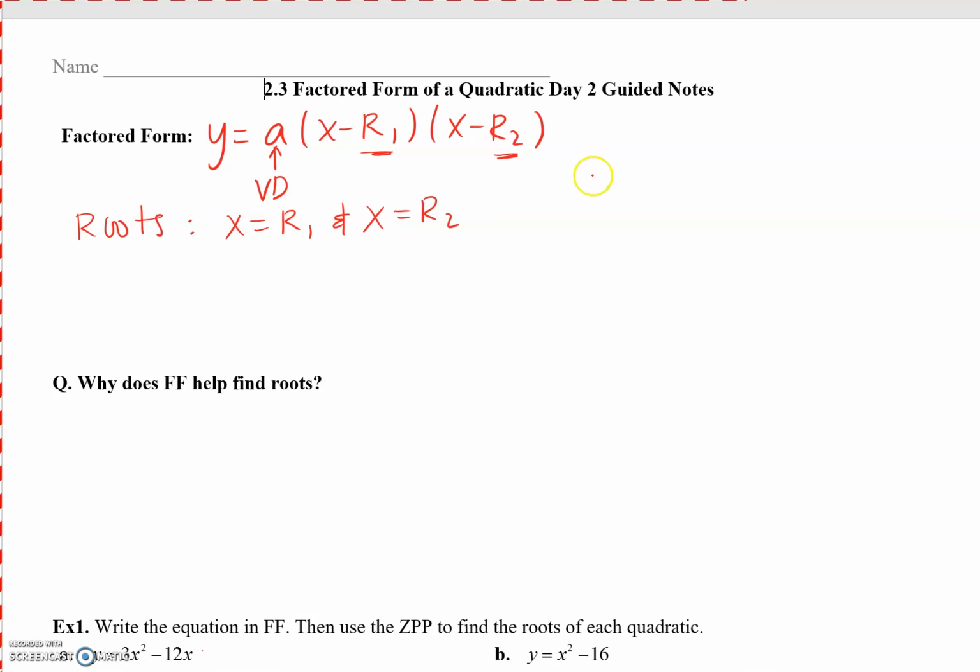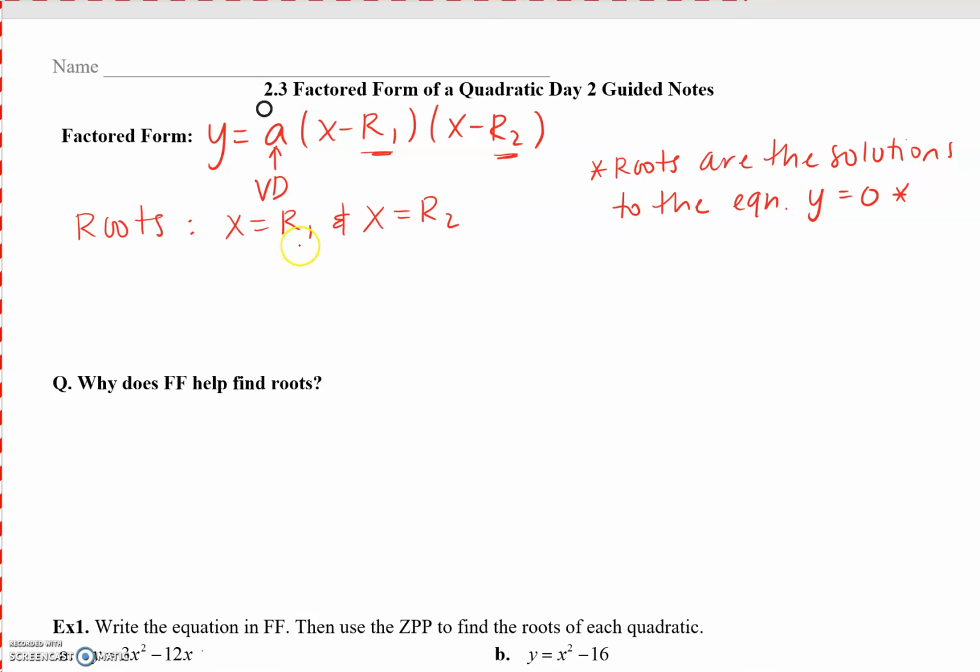Now, what's special about roots, I'll make a little note over here, is that roots are the solutions to the equation y equals 0. So when I take an equation and I set y equal to 0 and I solve it, my answers are what I call roots.